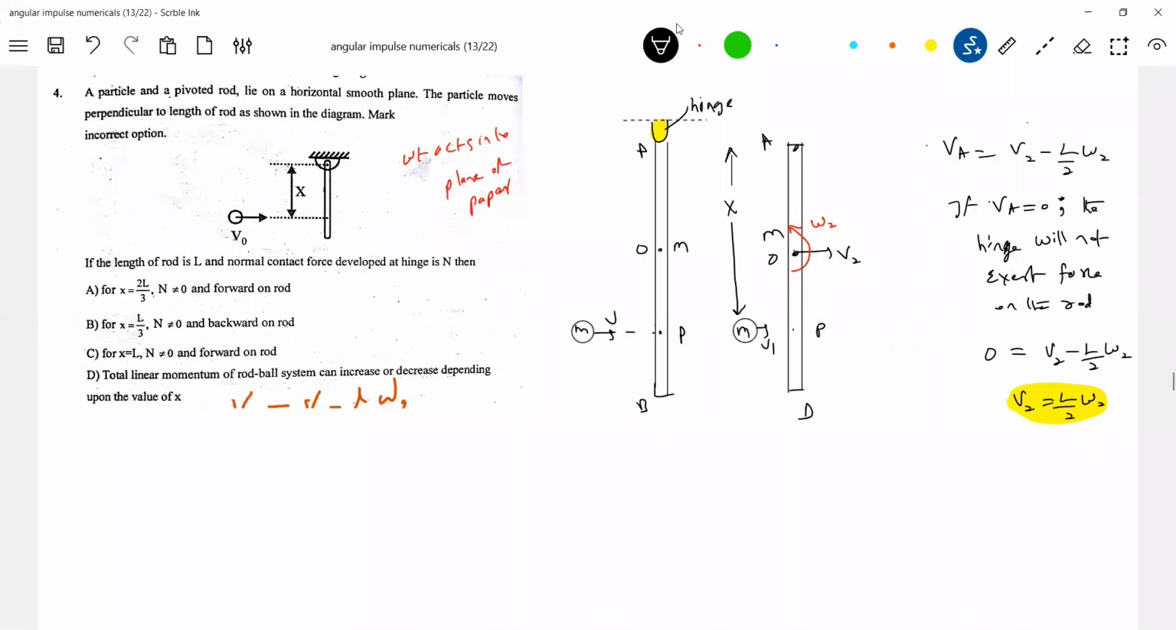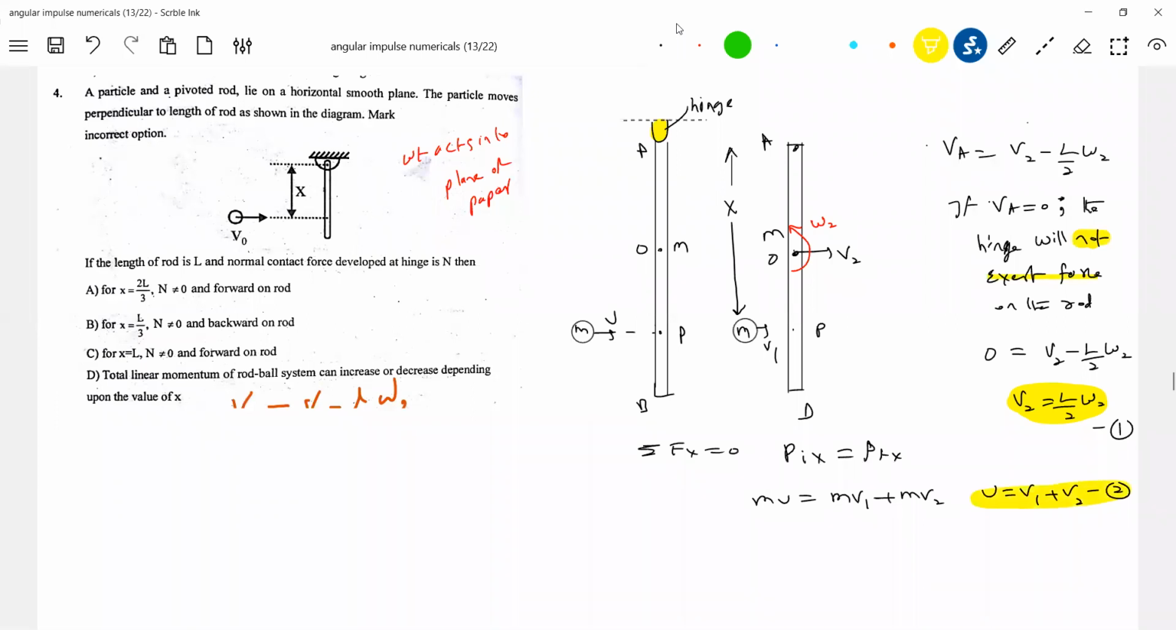Okay, let's go after this. Can I conserve linear momentum? Yes, because there's no force acting on the system. Because we assumed it, no? The hinge will not exert force. So what is the net force on the system along x? 0. Therefore, momentum is conserved. So initial momentum equals final momentum: mu is equal to mv1 plus mv2, or u equals v1 plus v2. This is equation 2.